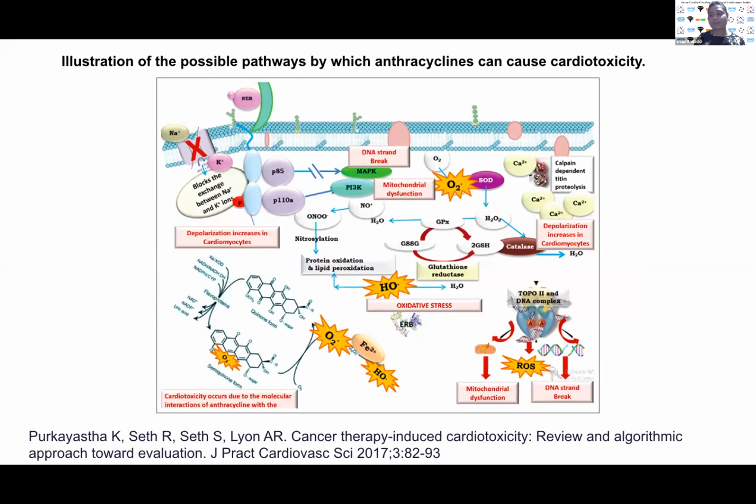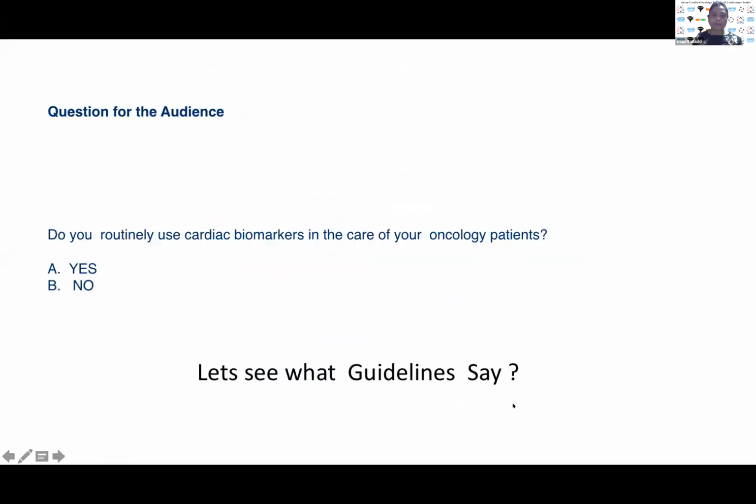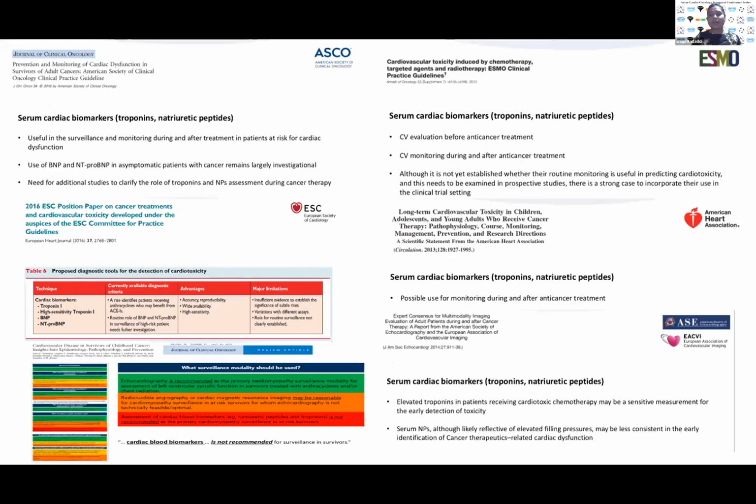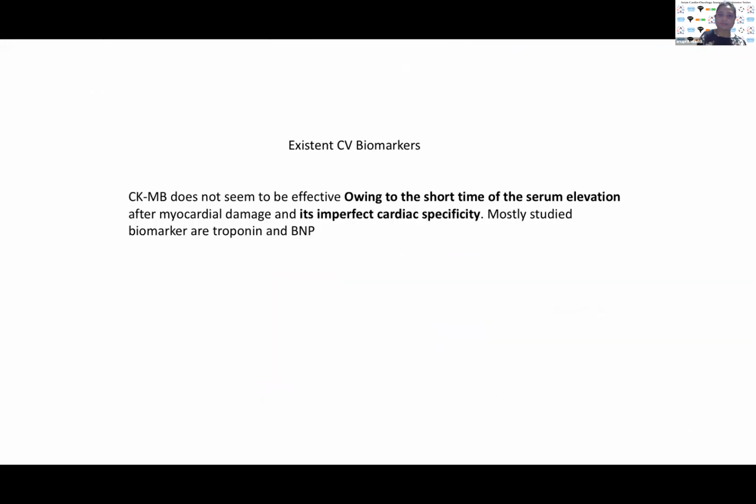Now, this is the pathophysiology of anthracycline-induced cardiotoxicity, which is not only limited to ROS, but is a huge cascade of reactions leading to mitochondrial dysfunction and DNA strand break. Question for the audience: do you routinely use cardiac biomarkers in the care of your oncology patients? Let's see what the guidelines say. Various guidelines published from time to time have acknowledged the need for biomarkers for early detection of cardiotoxicity. However, their recommendation for use in daily clinical practice is limited due to lack of adequate evidence, and it is not recommended in the surveillance of cancer survivors.